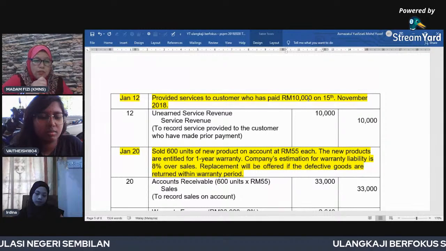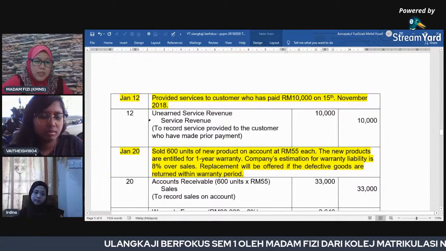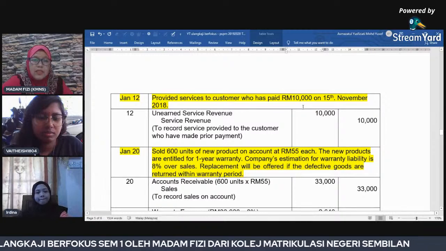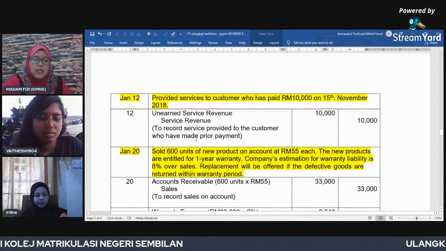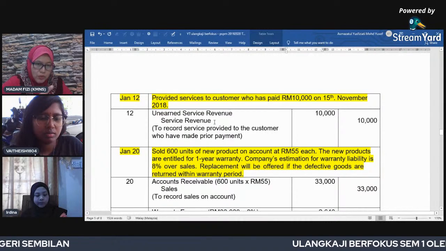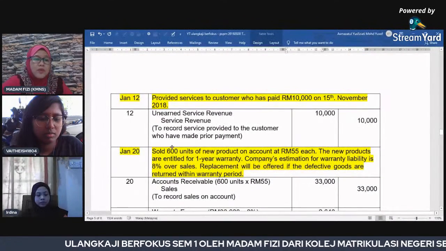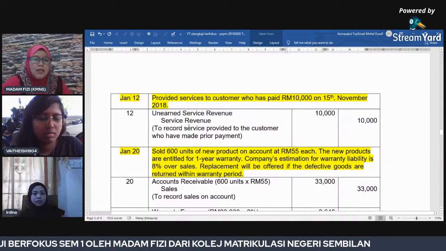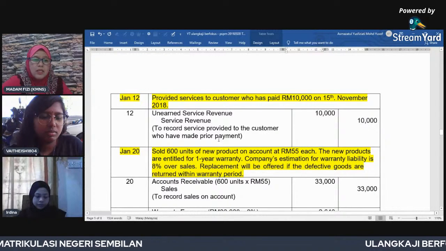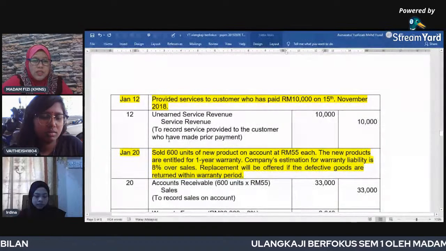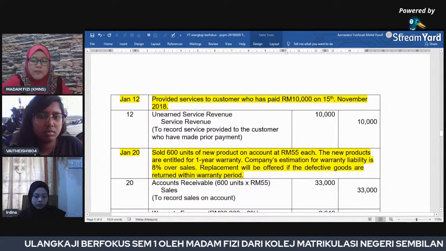And on January 12, we provide the services to the customer. So we debit unearned service revenue 10,000 and credit service revenue 10,000. This time you can declare revenue because we already provided our service. When we provide our service, then we can declare revenue. That's why we credit service revenue 10,000. So the narration is to record service provided to the customer who has paid prior payment.